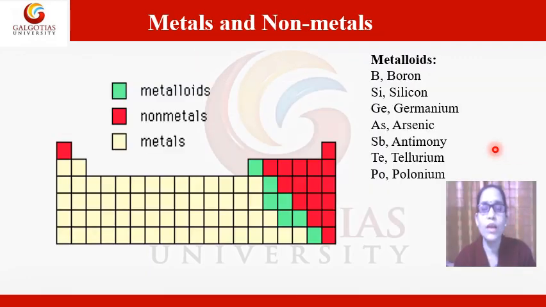So how will we identify the metals? Here you see the metals are the white color boxes. Whatever is white, these are the metals. And non-metals are these pink color boxes, and these are the metalloids. So what are the metalloids in the periodic table? Boron, silicon, germanium, arsenic, antimony, tellurium and polonium. These are the metalloids present in the periodic table.